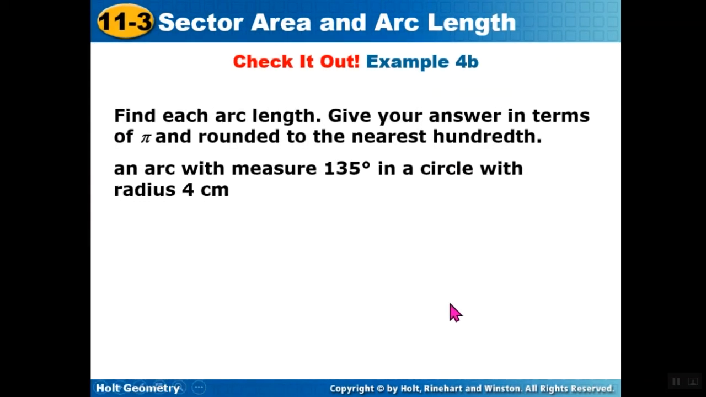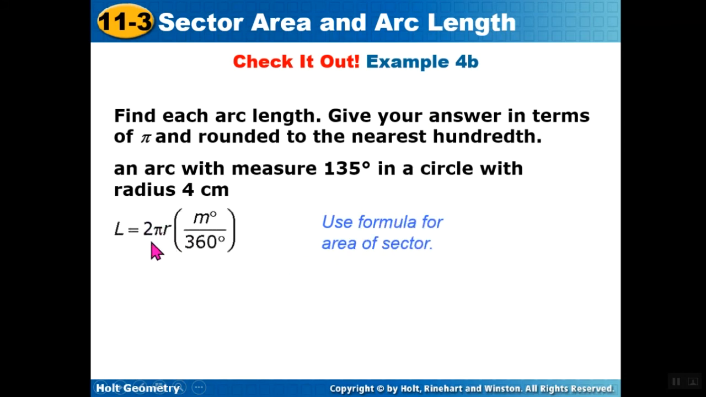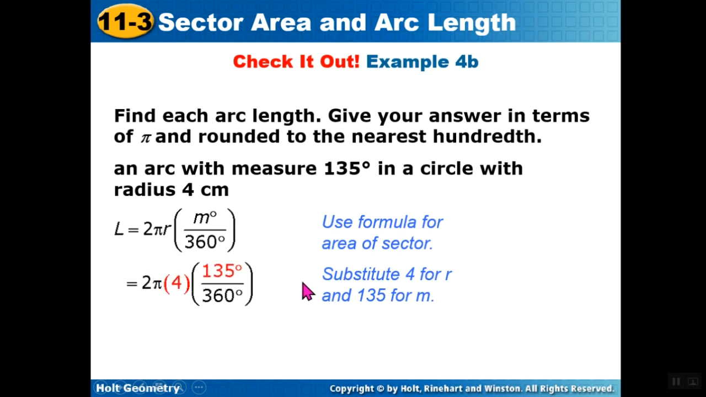Last example: find the arc length of an arc that measures 135 degrees in a circle with radius 4. The circle is not drawn. So simply write the formula: 2 pi r, the full circumference, multiplied by the part of the circle wanted. The radius is 4, so we substitute r with 4, and the measure of the angle is 135 degrees. Replace it and simplify in terms of pi and to the nearest hundredth.